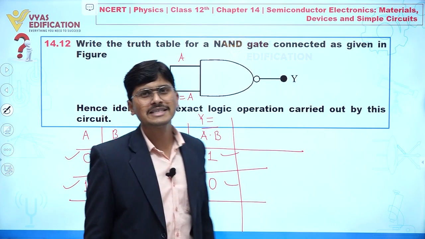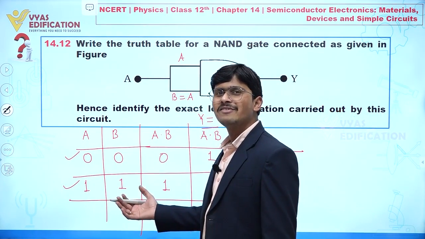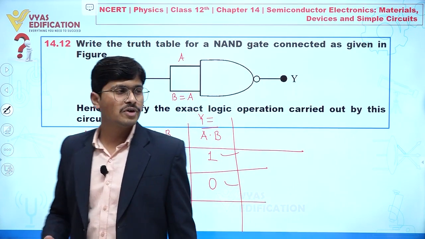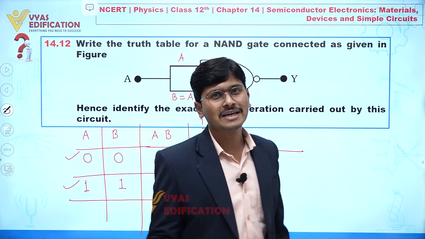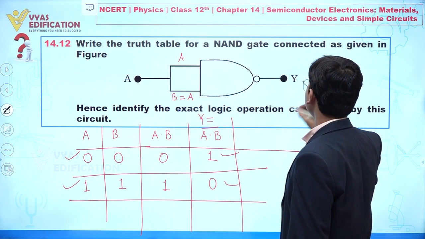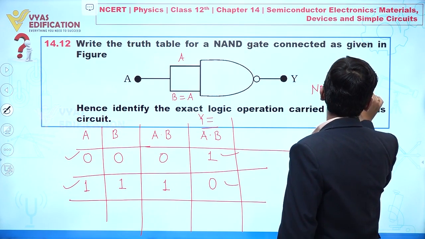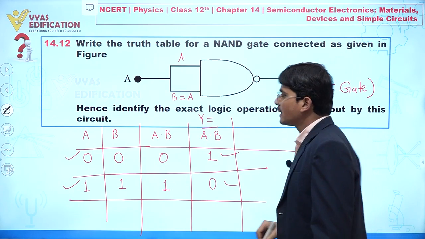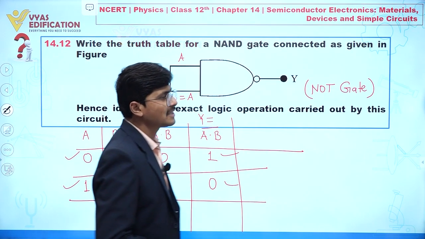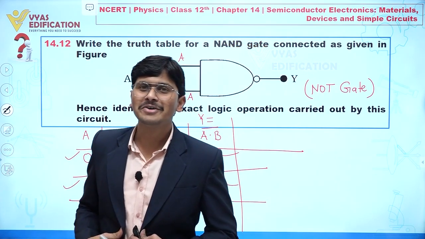It means what can we say? We can say that this is just behaving like a NOT switch, yes or no? If you give input 0, you get 1. If you give input 1, you get 0. So I can say the exact logic operation carried by this is the NOT gate. So this is all about this question.